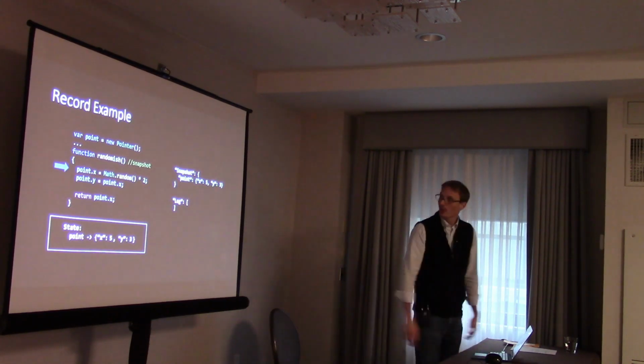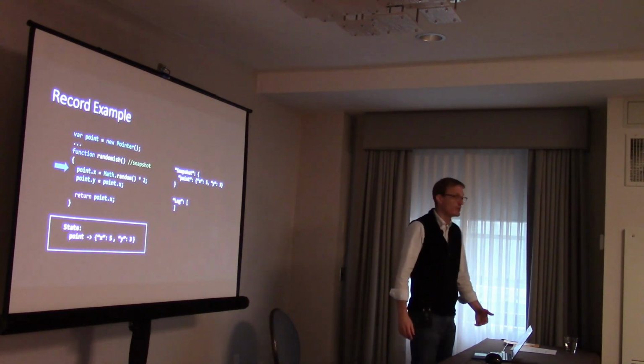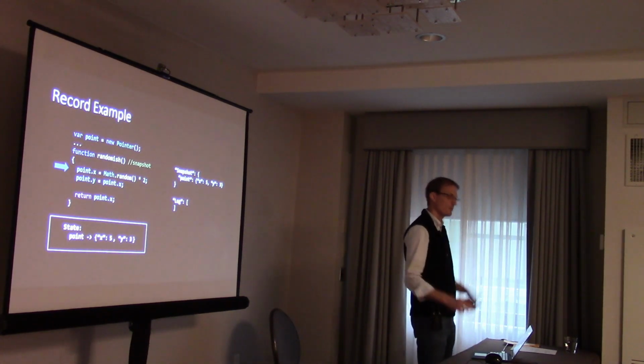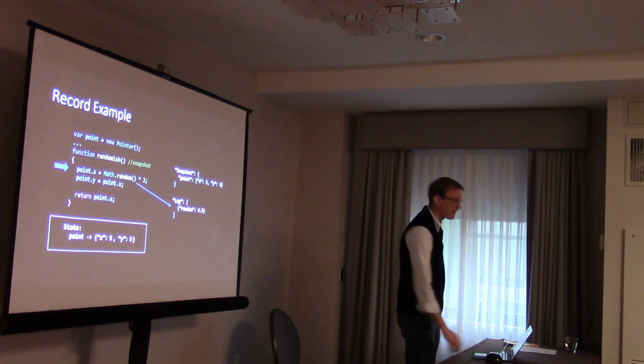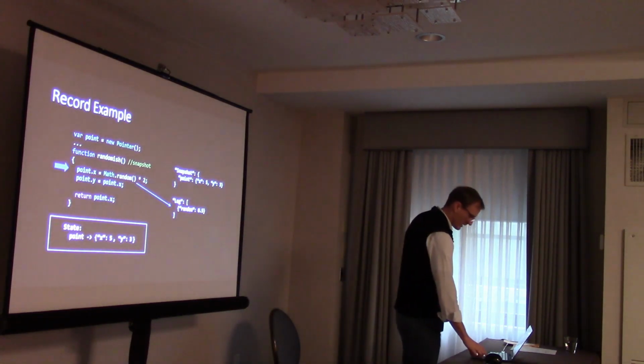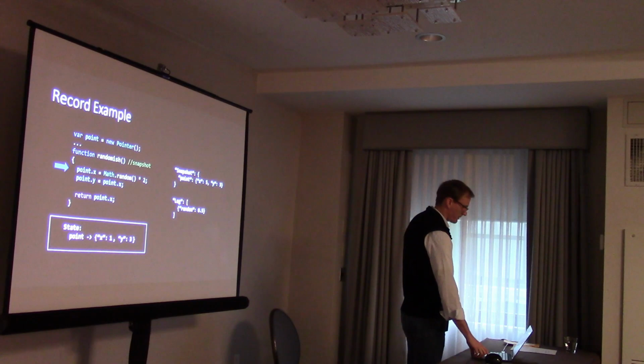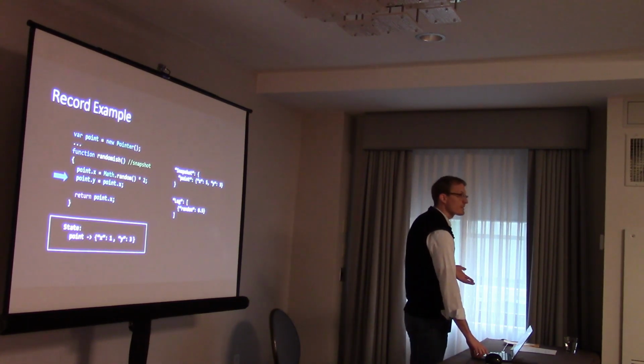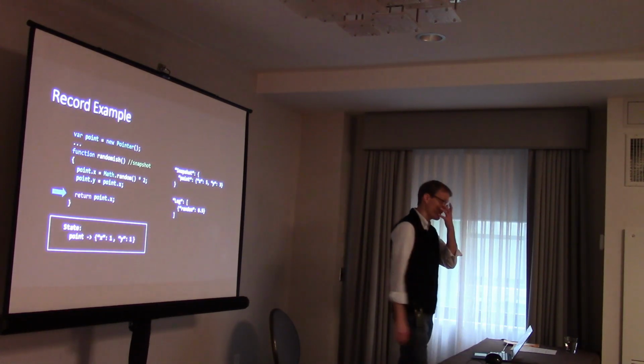I'm going to do the assignment to point.x. I'm going to read Math.random. That's a non-deterministic input, so I'll just remember whatever value random returns for this particular call. So it's 0.5. I'll update x as usual, so it becomes 1. I'll move to the next statement. This is fully deterministic, so I don't need to log anything. I'll just update y to 1, and I'll move to the return statement.